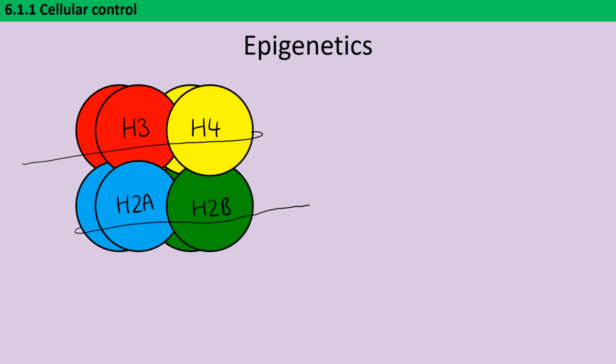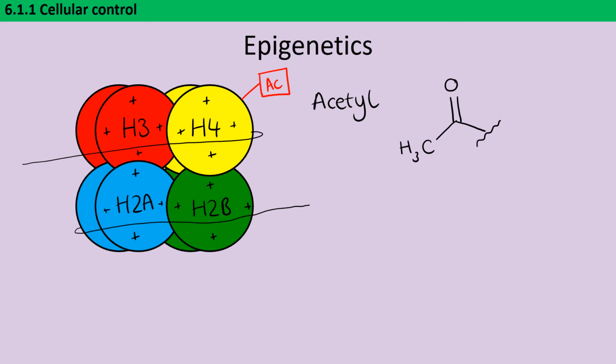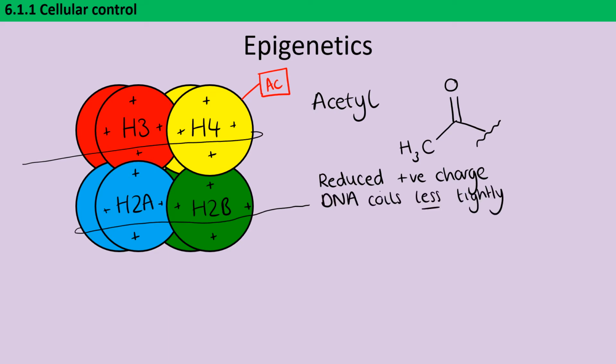And the DNA is going to be wound around those. Now, part of the reason that happens is because the histones have a positive charge and the DNA has a negative charge, so they're quite attracted to one another. However, we can add a group called an acetyl group, and if you're doing chemistry, you'll recognise it as looking a little bit like this. And the thing with an acetyl group is that it reduces the positive charge of the histones, and therefore it reduces the attraction of the histones to the DNA. And this causes the DNA to be coiled less tightly, which allows RNA polymerase to interact with it more easily, and therefore increases the level of transcription.